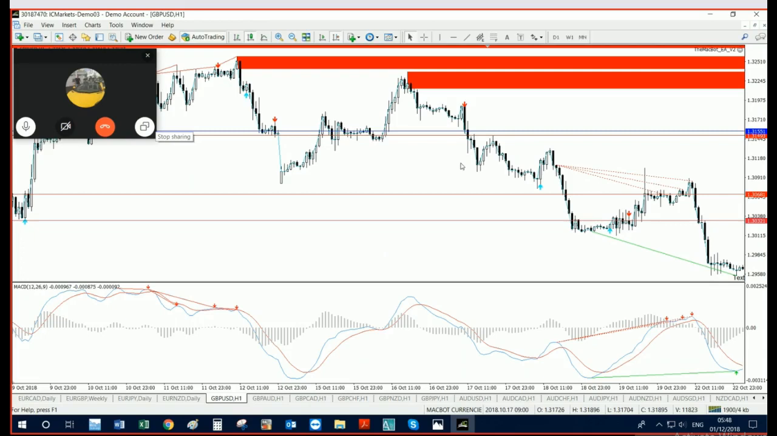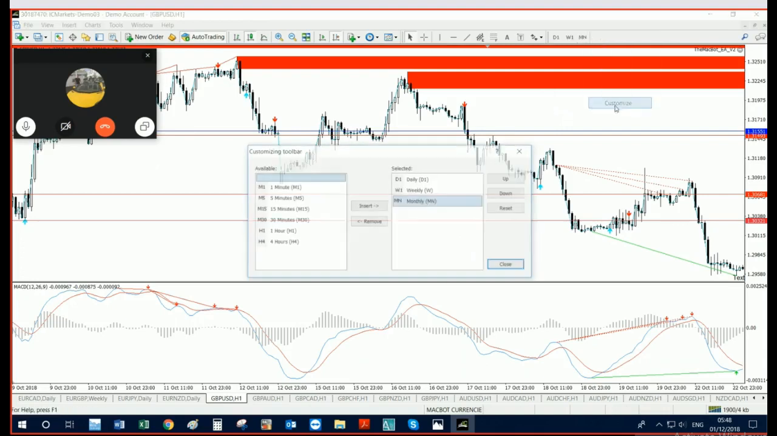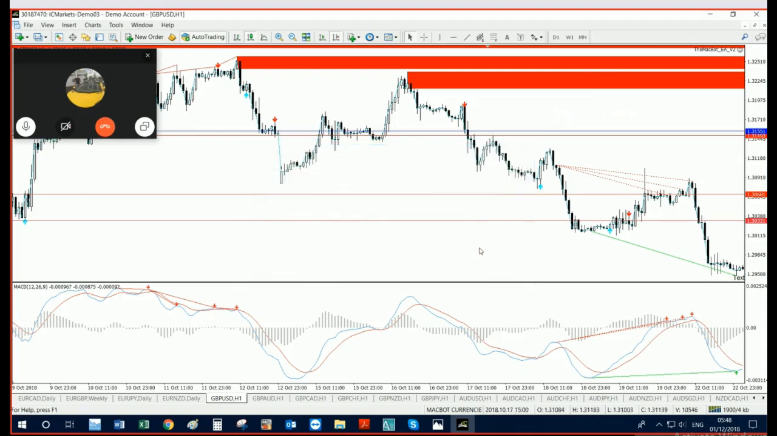It's pretty simple. For daily setups, you want to be looking for four hour zones inside daily zones. You just change the time frames. For the minute, just leave that for now. Let's do this first. You're trying to run before you can walk.